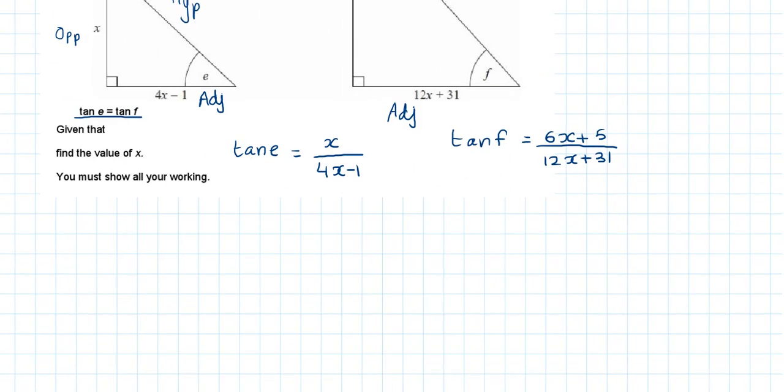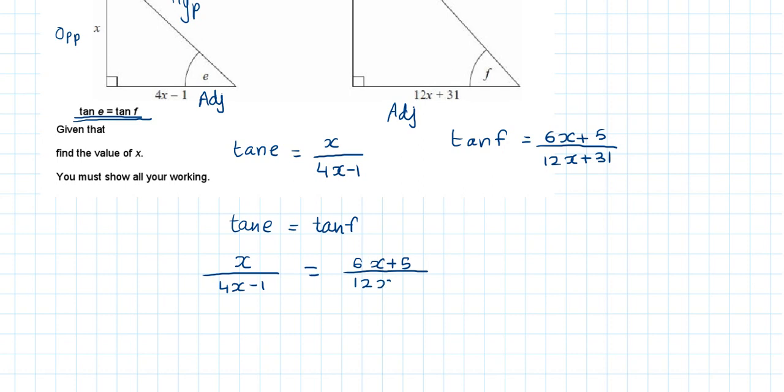Now we make both these fractions equal to each other because of the question. So it says tan E equals tan F. So let's write that down. And tan E was x over 4x minus 1, and that's equal to 6x plus 5 over 12x plus 31.